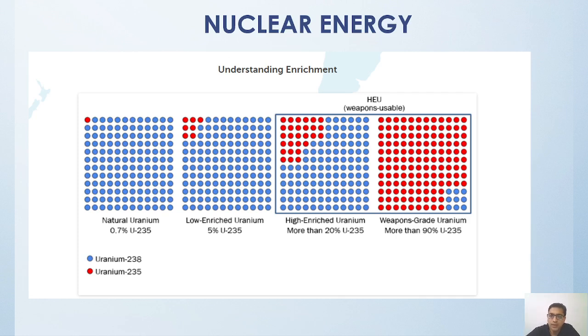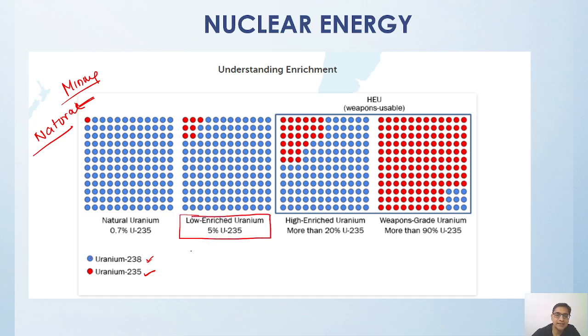So based on the type of usage, we have to do enrichment of the uranium. Normally, when we mine uranium, we get natural uranium like this. You can see here the red dot points to uranium-235 and the blue dot is uranium-238. So the maximum is uranium-238, and there is very little uranium-235. Then we try to slowly enrich this.